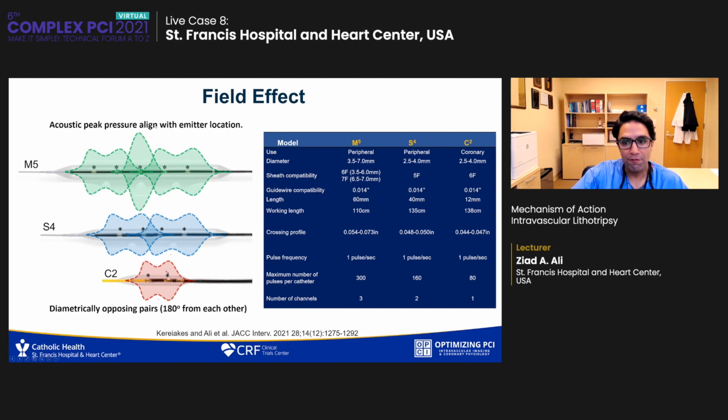What you'll notice in the M5 catheter, which is the peripheral catheter, is that there's one area, specifically the middle electrode, which actually has the highest atmospheric pressures, and actually is 100 atmospheres. And the reason is this is the only electrode which has its own channel. In all other situations, you share the channel between two markers or electrodes. So this has 100 atmospheres pressure and does not have diametrically opposing pairs, but all of the other electrodes share a channel.